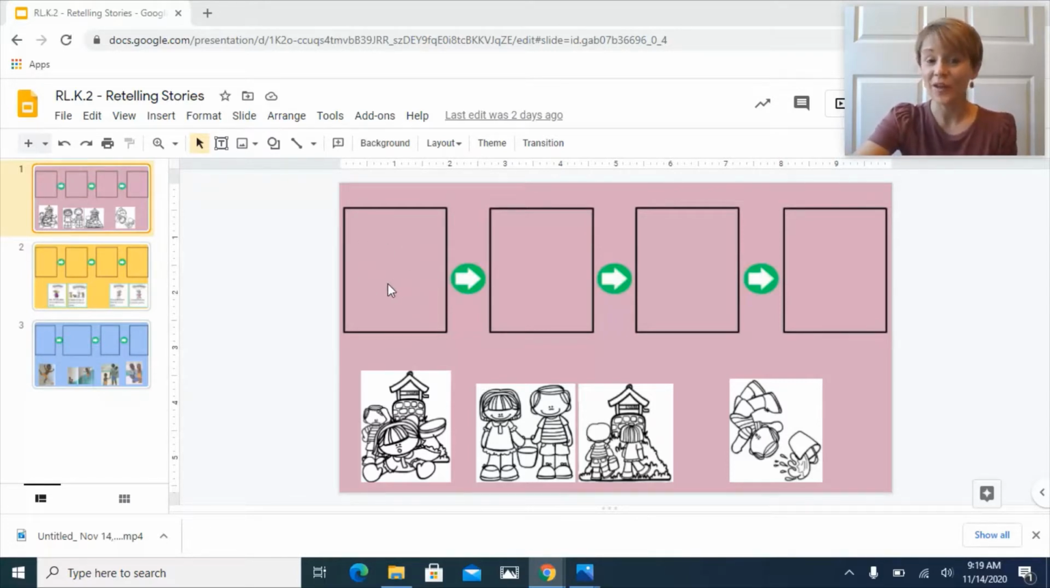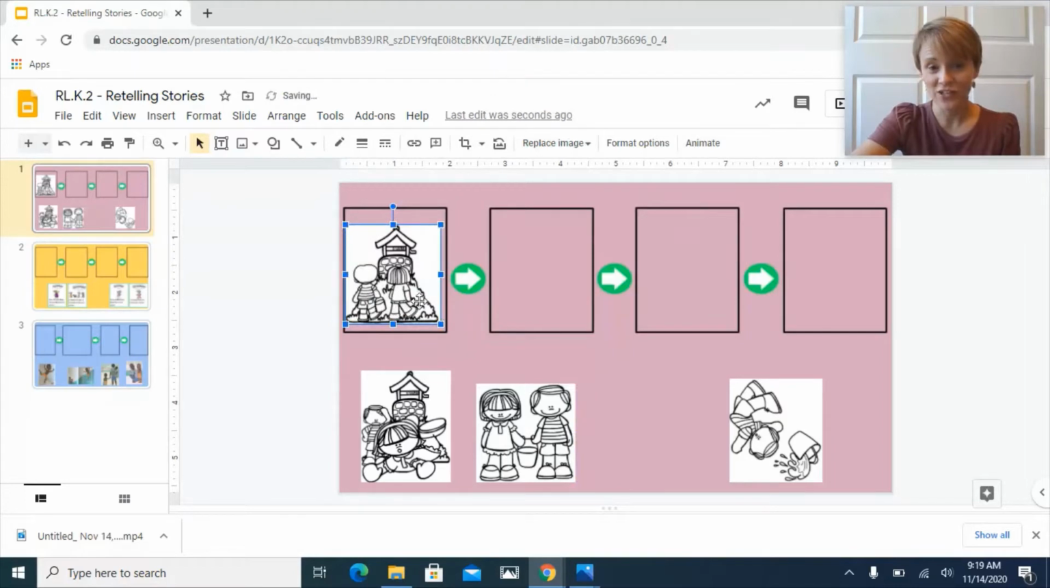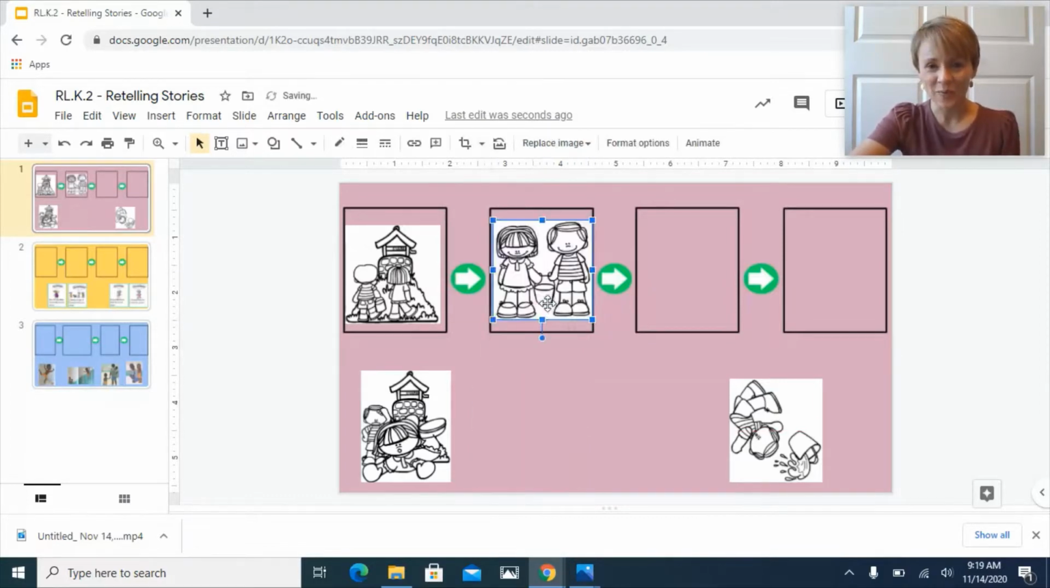Jack and Jill went up the hill. That's what happened first. Well, this picture shows Jack and Jill, and they're walking up the hill. That's the first event. And why did they go up the hill? To fetch a pail of water. That's the event that happened next. Here's Jack and Jill with the pail of water. I'll put it next on the flow map.